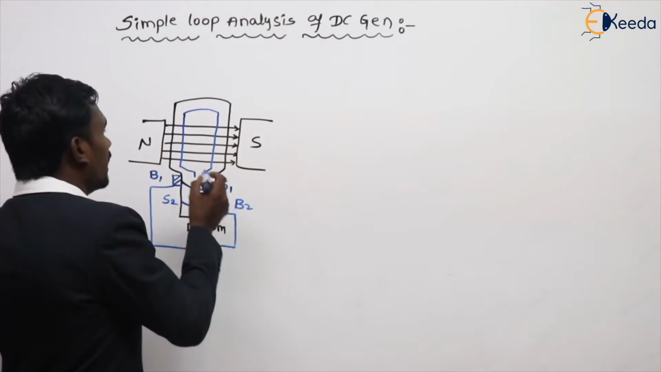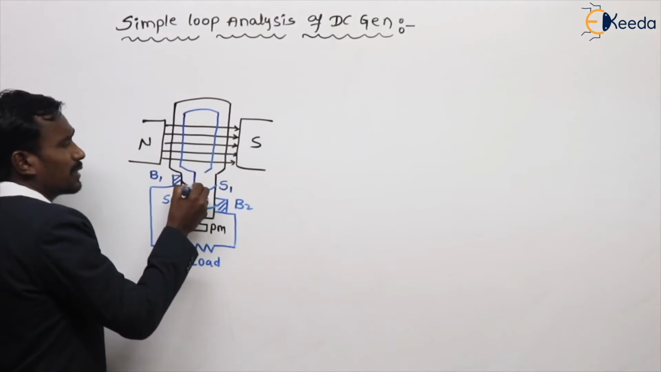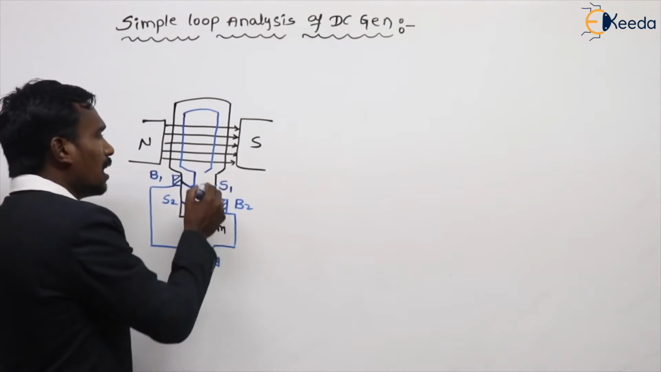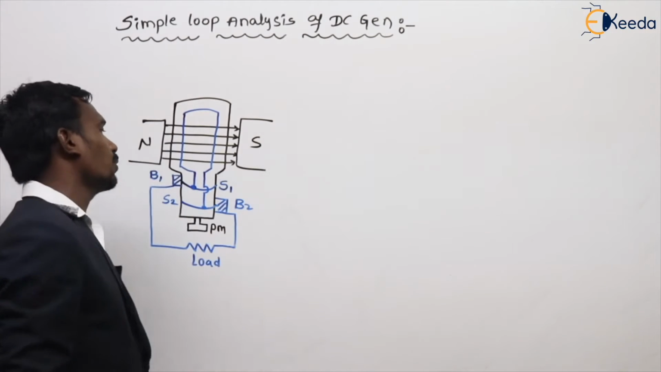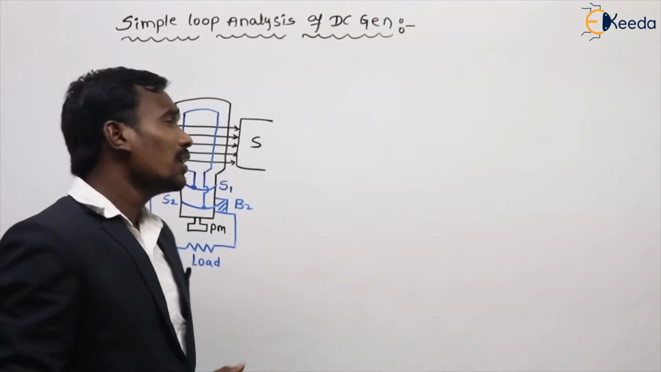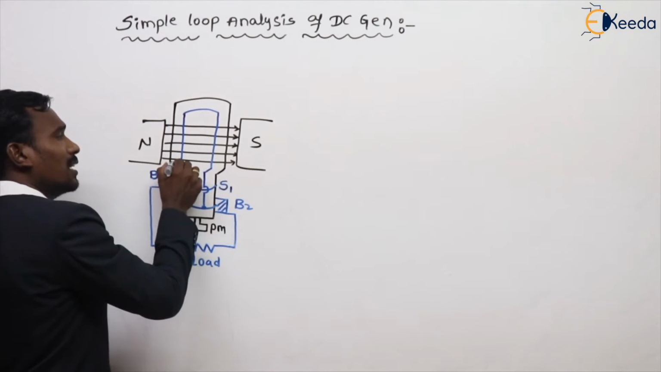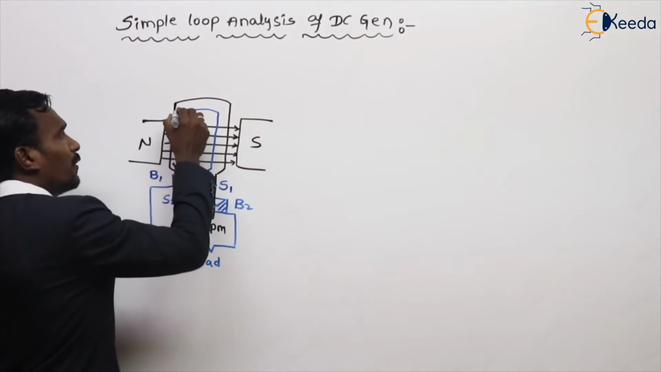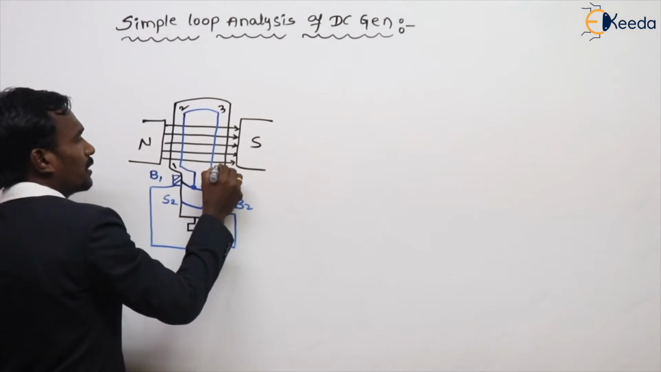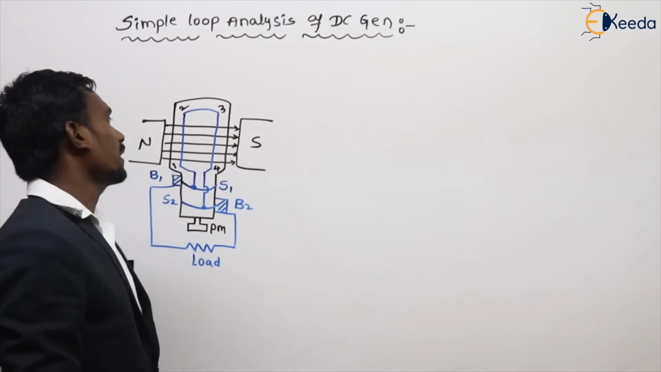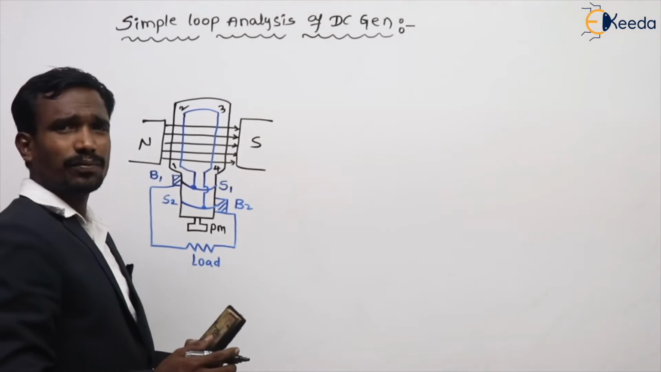Now here the armature coil's one side is connected to split ring 1 and brush 1, and the other side is connected to split ring 2 and brush 2. This is only one armature coil having two conductors. Those two conductors are: first and second is one conductor, third and fourth is the other conductor. Two conductors are there. This is simply the first.